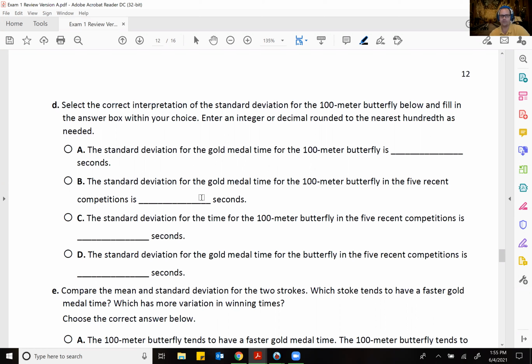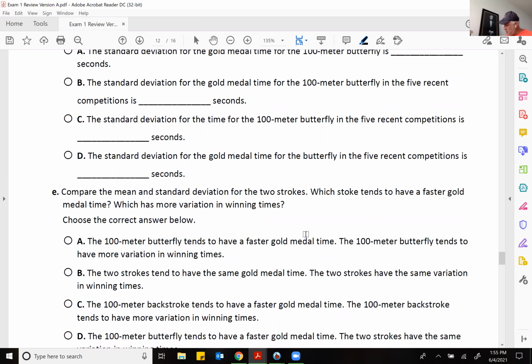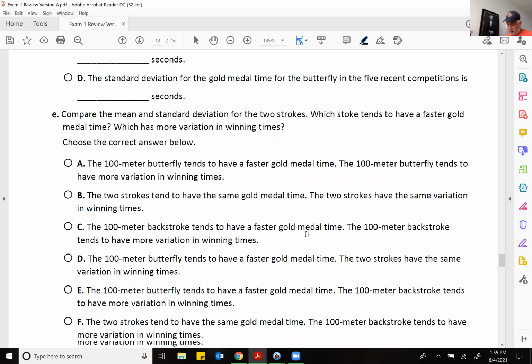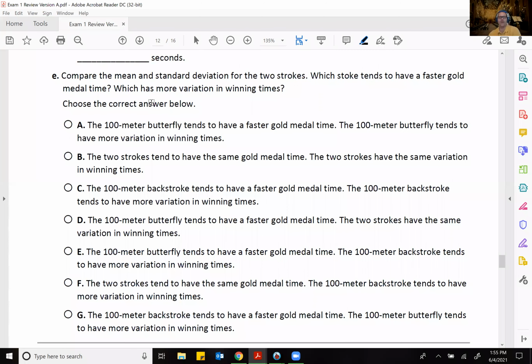0.70. And then now, using that information, we are on to compare the mean and standard deviation of the 2 strokes. Which stroke tends to have a faster gold medal time? Which one has more variation? So who has the faster gold medal time?